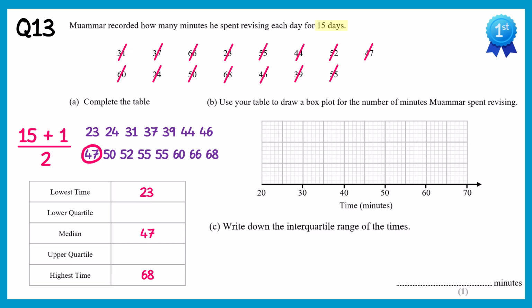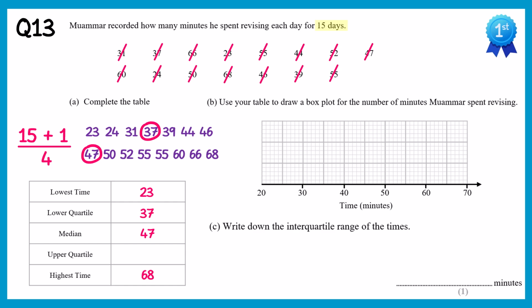Now for the lower quartile, we use the same formula, but instead of dividing by 2, we divide by 4. 15 plus 1 is 16, and dividing that by 4 is 4. So the lower quartile is in the 4th position. So if you count through in order, the 4th number is 37. So that's the lower quartile.